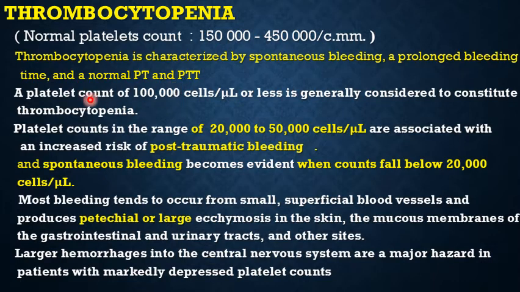A platelet count of 100,000 or less is generally considered to constitute thrombocytopenia. The patient is considered thrombocytopenic with a platelet count of 100,000 or less. But if it is 20,000 to 50,000, this low platelet count is associated with an increased risk of post-traumatic bleeding.